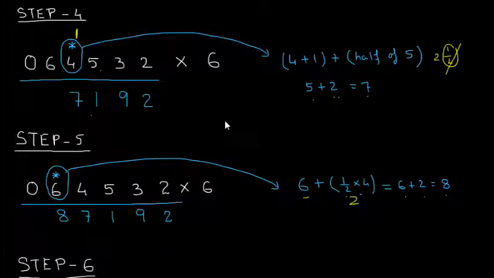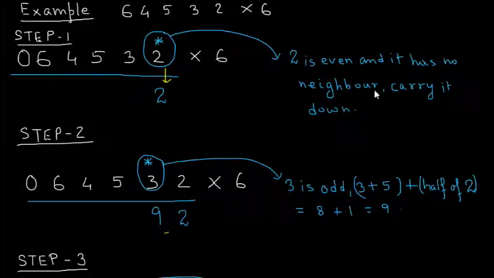The next number is 4. So what we'll do, the next number is 3. 3 is an odd number. What we'll do, we'll add 5 and we'll add half of its right hand side number. It is 2, half of 2 is 1, so 3 plus 5 plus 1, that is 9. We'll put 9 here. Step 3.